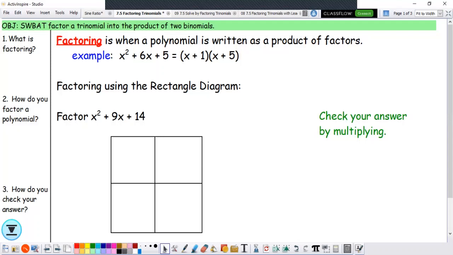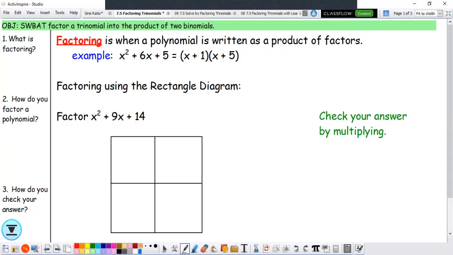Here we're going to start factoring trinomial expressions with a leading coefficient of 1. For example, we have the trinomial x squared plus 6x plus 5. The leading coefficient is 1 and we have 3 terms. Remember, to factor is to write it as a product of factors. Factors being the terms or the items being multiplied to give us the answer.